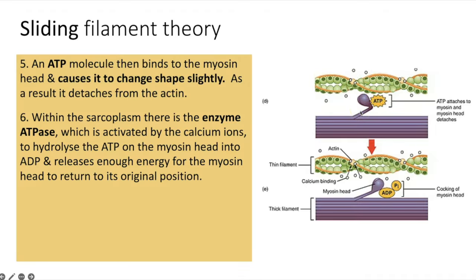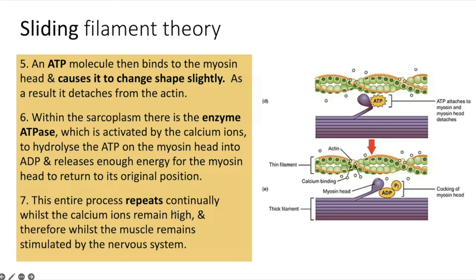Within the sarcoplasm there is an enzyme, ATPase, which is then activated by the calcium ions to hydrolyze that ATP on the myosin head into ADP and Pi, and that releases enough energy to cause the myosin head to return back to its original position, which is known as recocking. So recocking of the myosin head is the movement of it back to its original position.